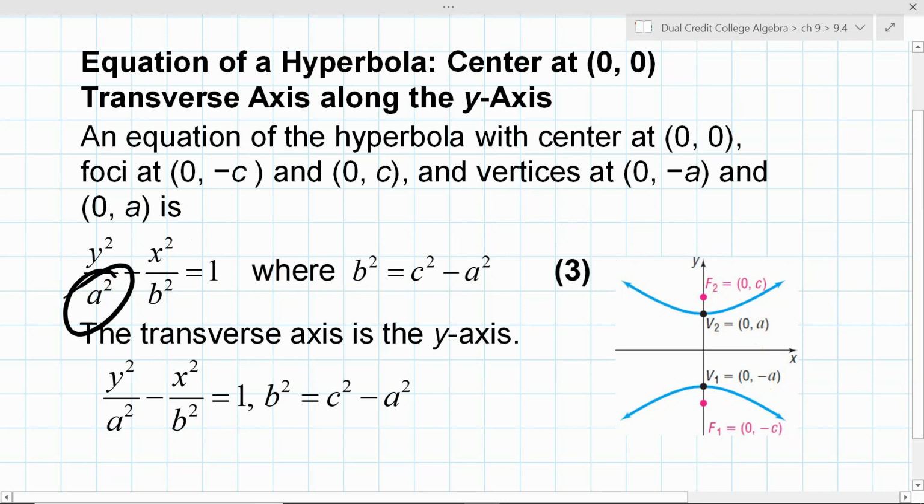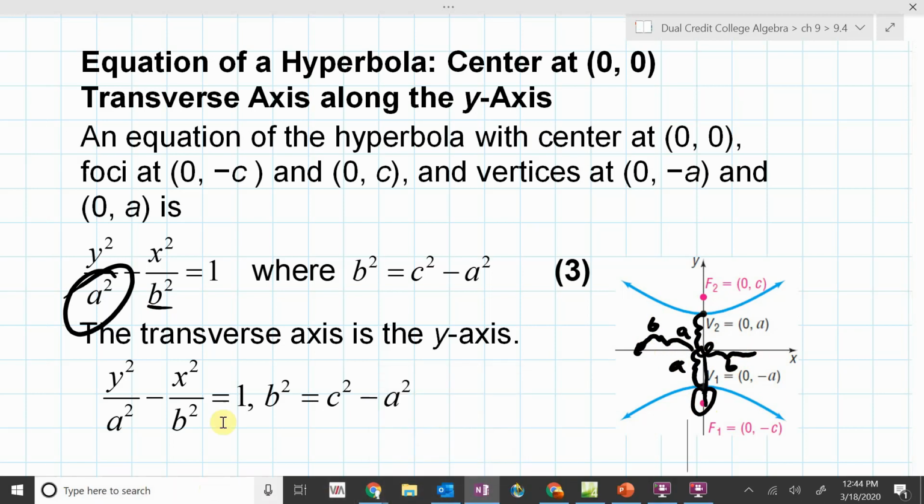A is still the distance from the center to the vertex. So I'm going to go up a and down a to get to that. Here I'm going to go left or right b along that conjugate axis to get those other points. And c is still the distance from the center to the focus. So again, the focus will be inside.